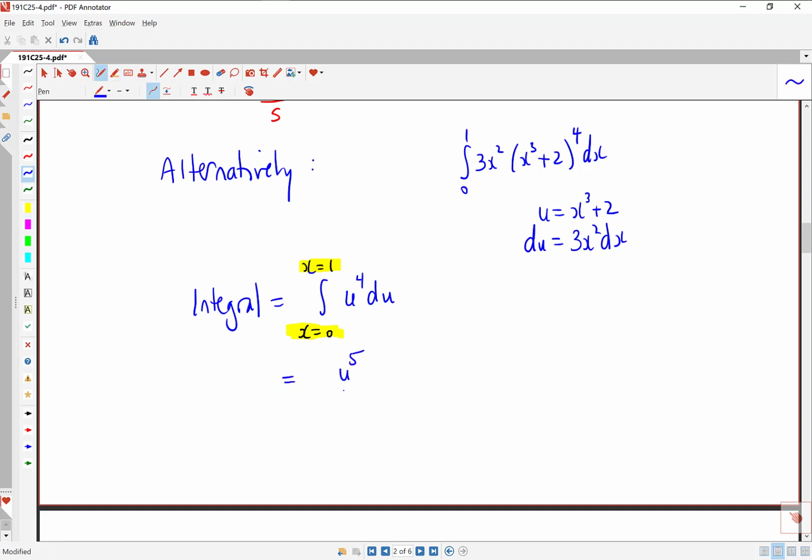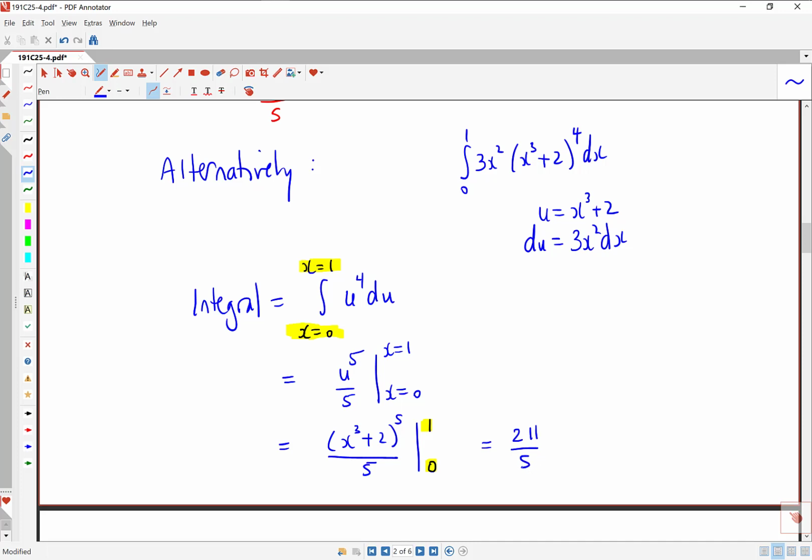You get u to the 5 over 5. This would still be evaluated at x equals 1 and x equals 0. And then you could turn your u value back into an x value, because what was u? It was x cubed plus 2. So we'd have x cubed plus 2 to the 5th over 5. And now we could say that's evaluated at 1 and 0. Now that we're back to x values, it's safe to just write 1 and 0 there. And so our final answer would come out the same. It would still look like 211 over 5.